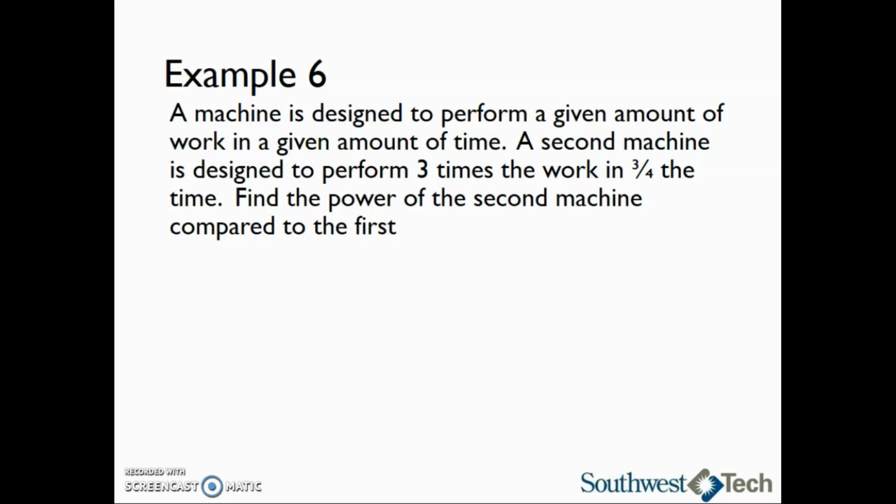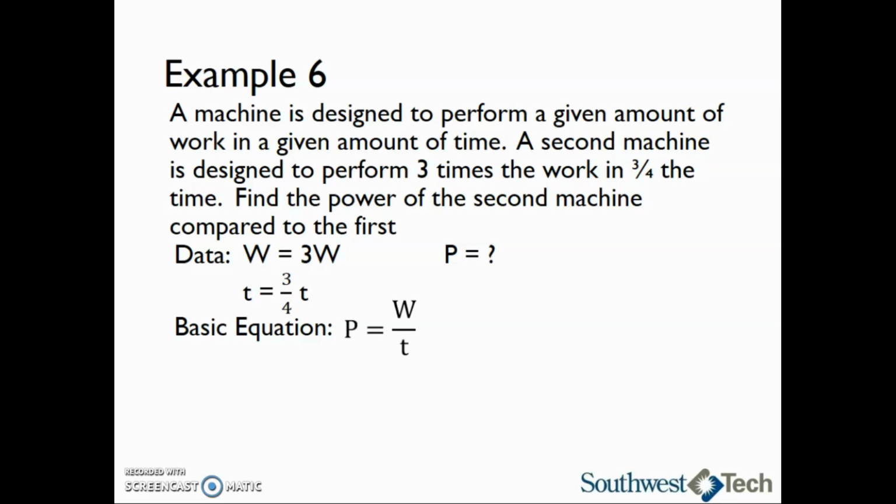We know that the work W of the second machine is 3 times the work, or 3W. We also know the time to complete the work is 3/4 the time, or T equals 3/4 T. We are trying to find the power ratio P. The basic equation for power is that power is equal to the work performed divided by the time to perform the work. We can substitute in our values for W and T. This gives us that power is equal to 3 times W divided by 3/4 times T.